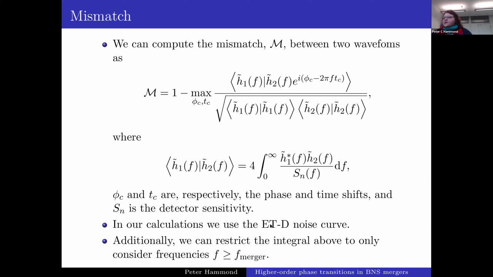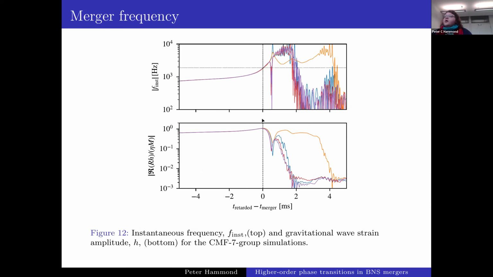For our calculations that I'm going to show in a second, we use the D model of the Einstein Telescope. Additionally, as we saw and as I stated, the in-spirals we expect to be very similar. So rather than running this frequency integral from 0 to infinity, we can start at some frequency and only consider frequencies higher than that, excluding the low frequency part, which corresponds to the in-spiral, just to focus on the post-merger part of the waveform.